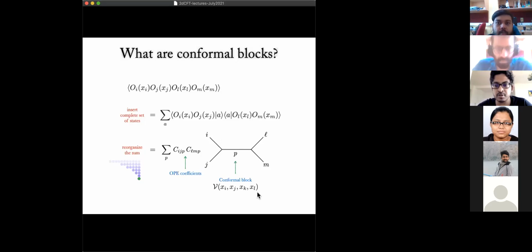And all the position dependence sits within this conformal block. So these are just numbers, and this conformal block is an object which is fixed by conformal symmetries, and all the position dependence sits within the conformal block.